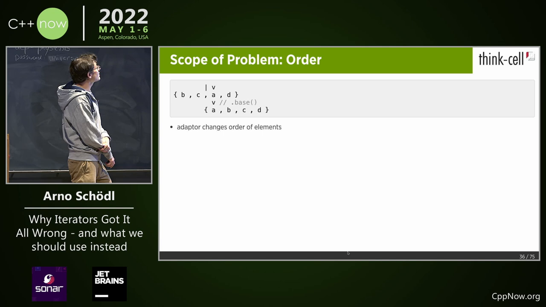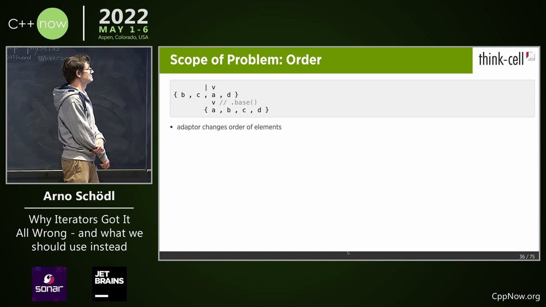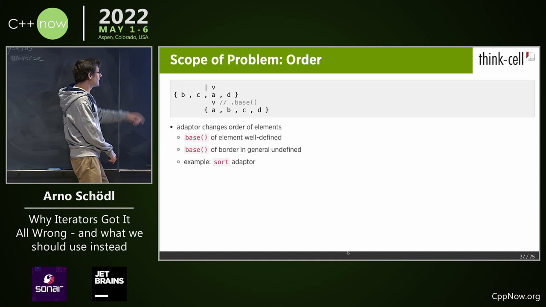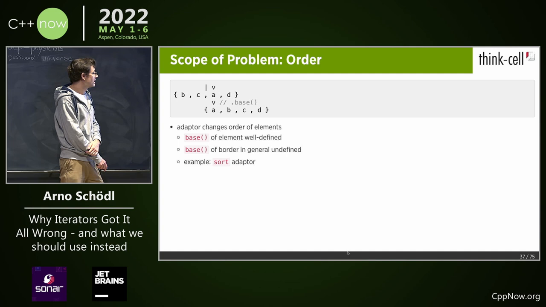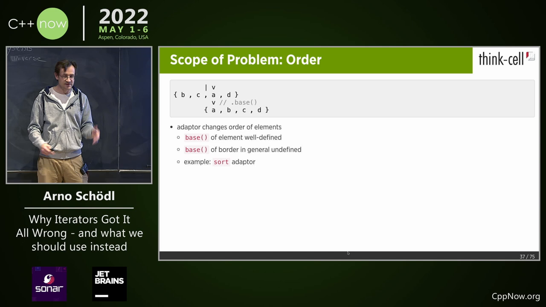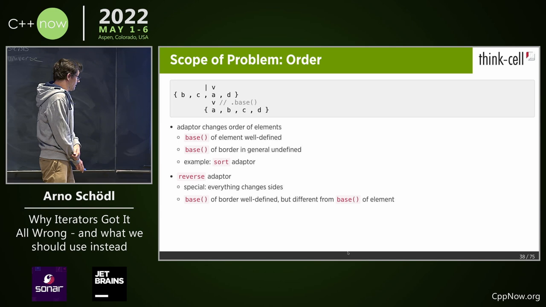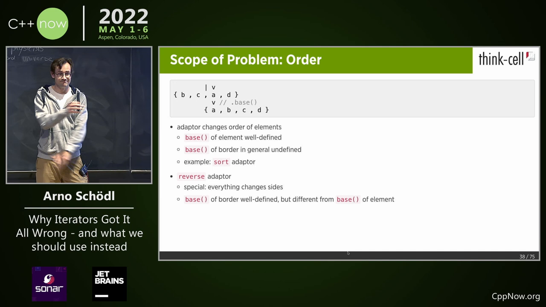So now, let's talk about the scope of the problem. When do we mess up? Now, any adapter that is going to change the order of elements, there, it's going to be okay to do the base of an element. The element is still going to be in the original sequence, so you can point to it. Now, the base of the border makes no sense, because we jumbled up all the iterators, all the elements. They are all in a different order now. So any division between two elements is no longer valid in the resorted sequence. So if you had a sort adapter, this would apply. The reverse adapter is really a special case of these things, because everything changes sides. So the base of the border is well defined, but it's different from the base of the element.